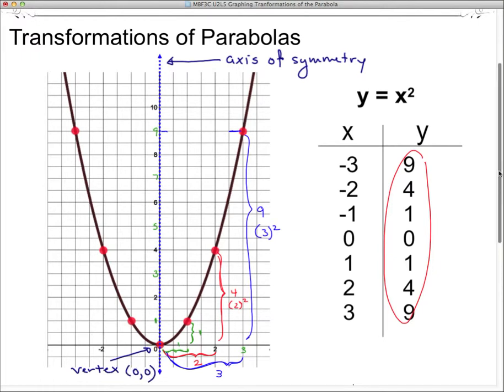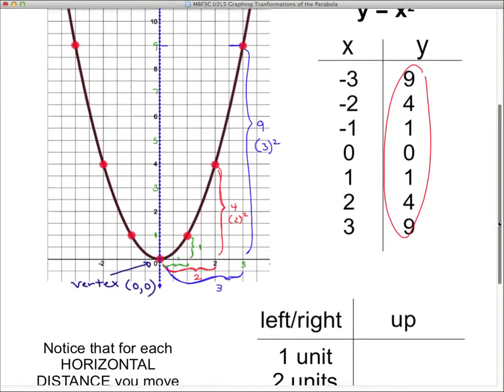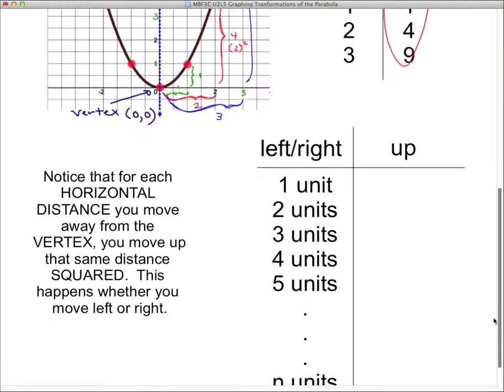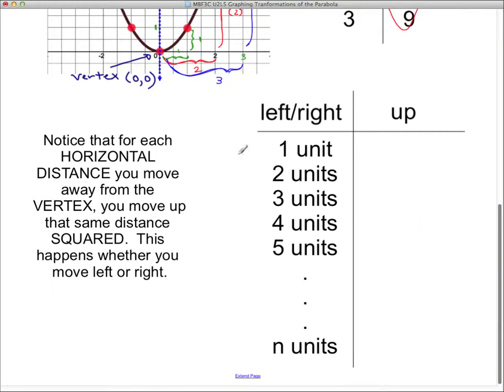Now we saw in the last video what happens when we move around our vertex. So I'm just going to summarize this here. We already talked about this, but we're going to summarize it in this table. Notice that for each horizontal distance you move away from the vertex, you move up that same distance squared. That means you multiply it by itself. So I'm going to highlight the term squared. This happens whether you move left or right. So we're just going to fill in this table, left or right. If we move 1 unit, we go up 1 squared, which is 1. If we move over 2 units, we go up 2 squared, which is 4.